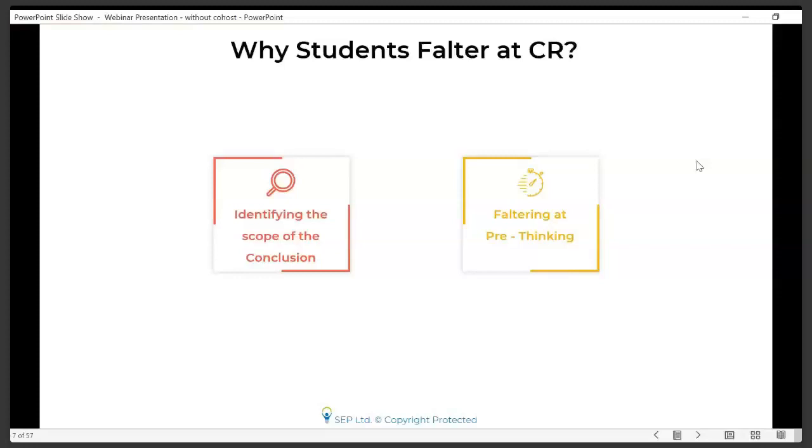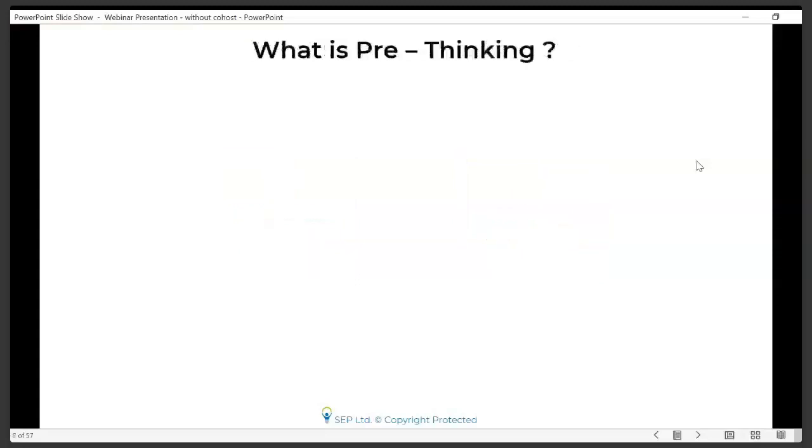So in this session, we will focus on these two pain points. What do we mean by the scope of the conclusion or scope of the argument, and what does it really mean to pre-think? So hold on to that. So, what is pre-thinking? Most of you who have been preparing for GMAT or are going to do so would have heard of the term pre-thinking. It's not a new term.